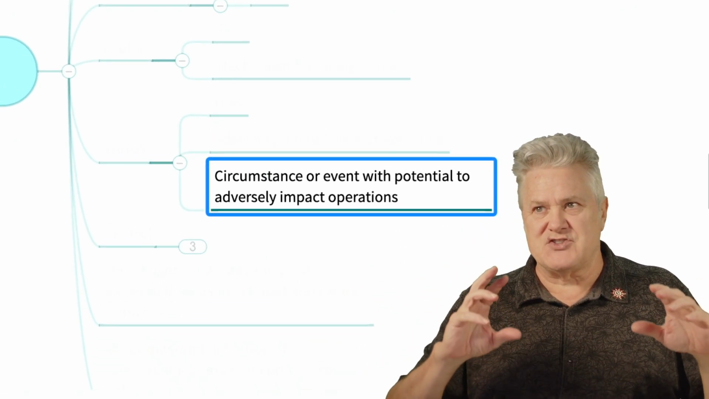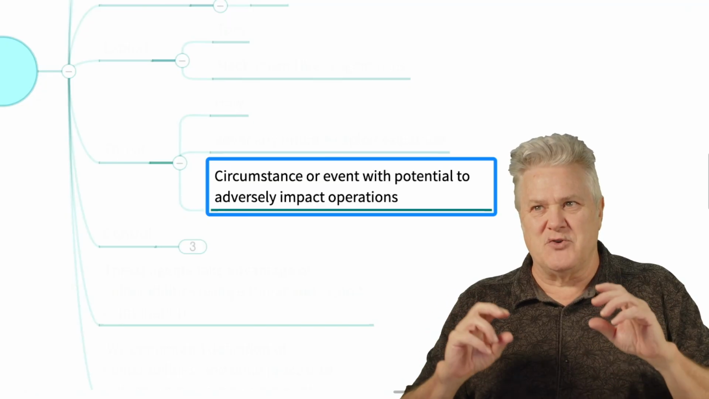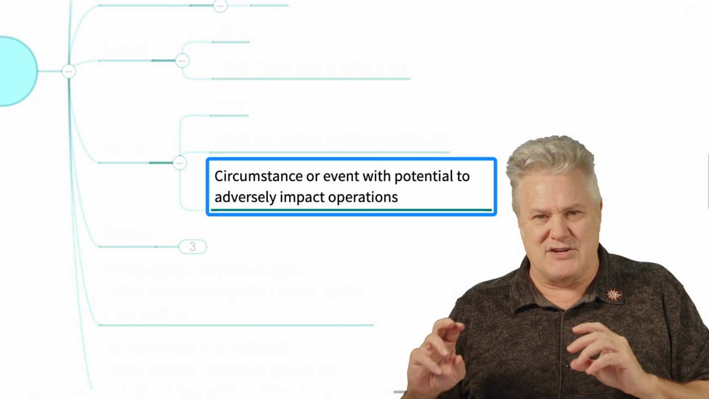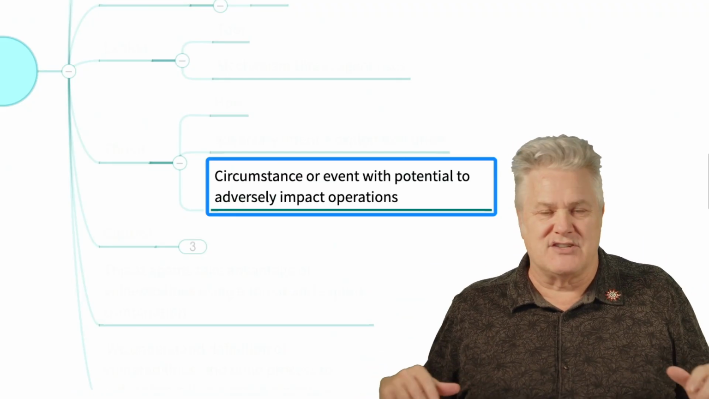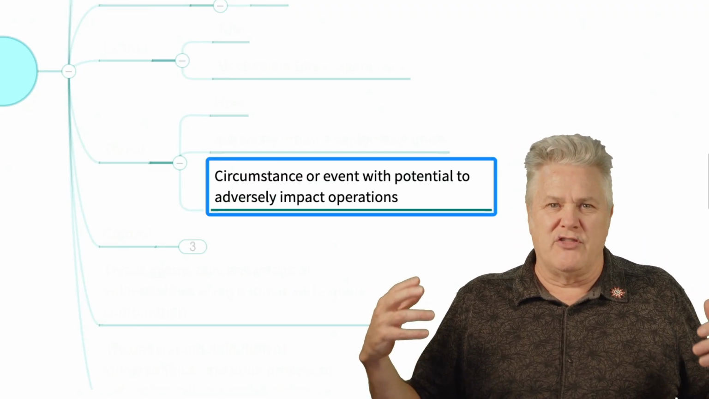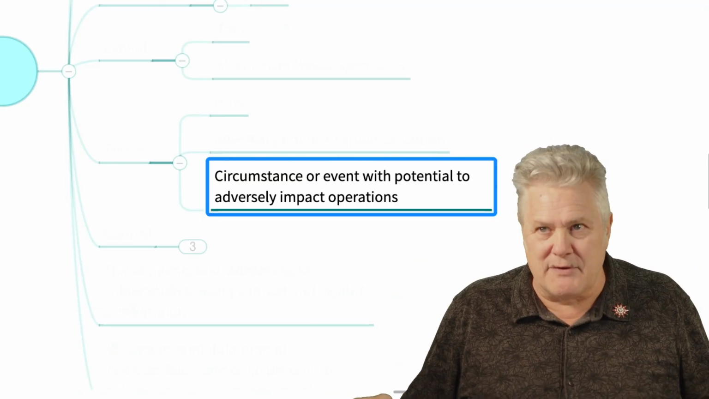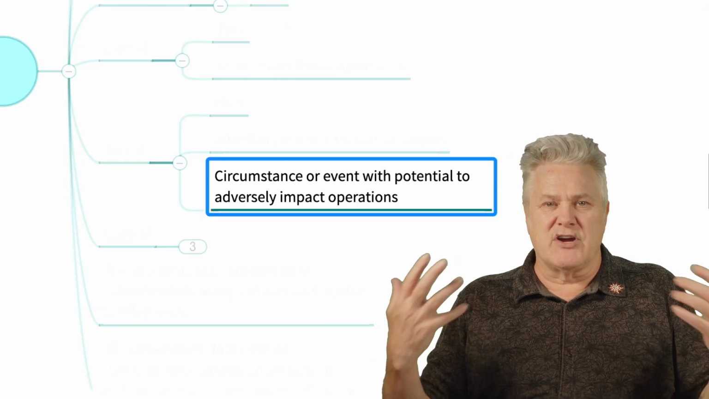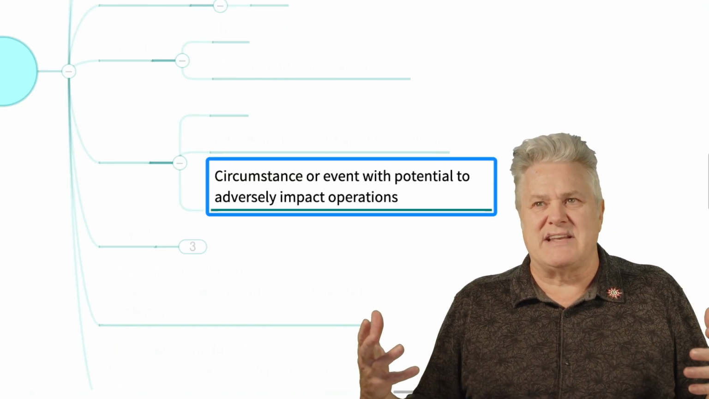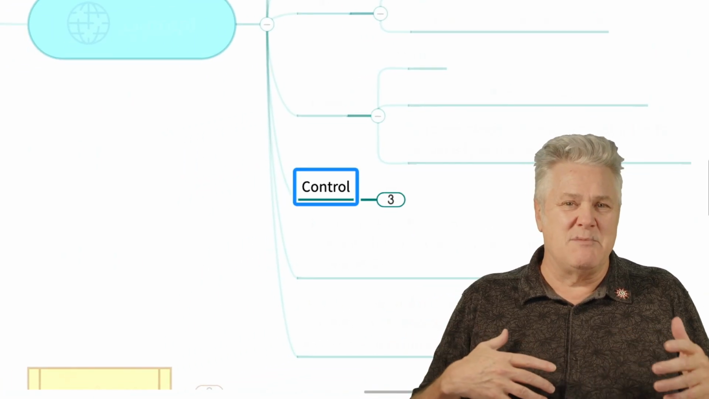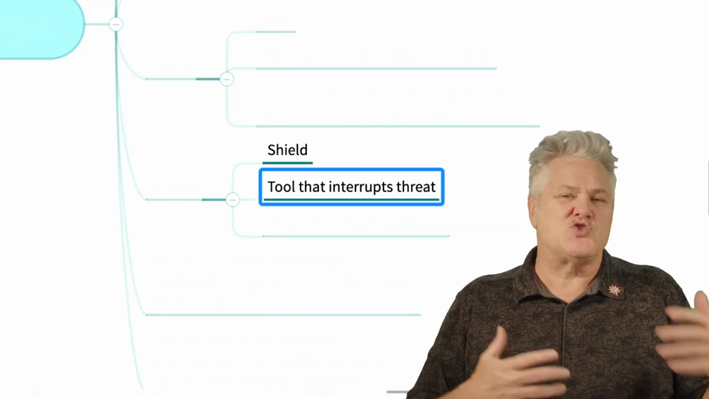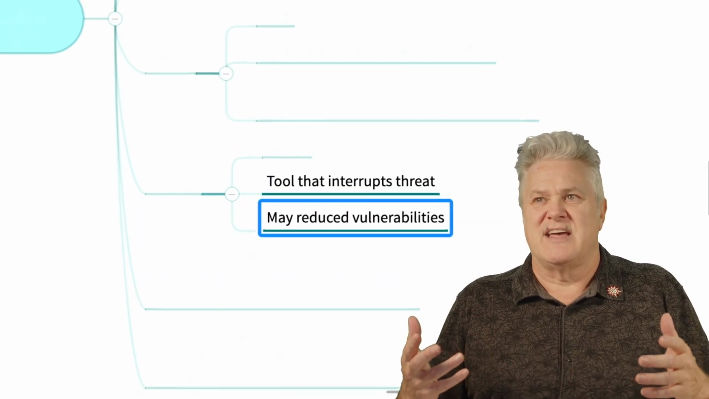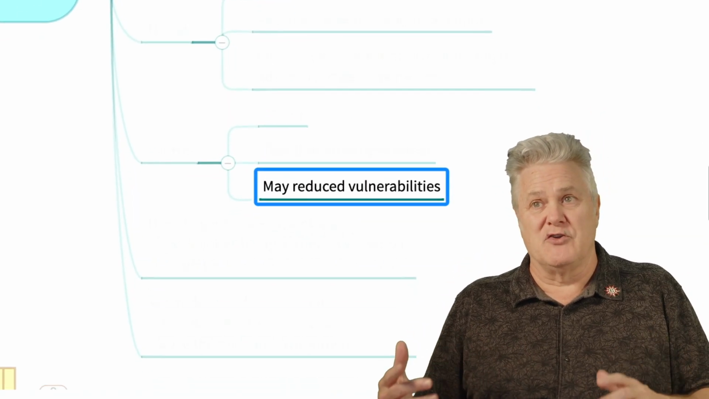Now, the circumstances or events with potential to adversely impact operations. In other words, this could happen to us. They could be running at us with all of their evil packets and stumble and trip. And so when we look at that, we look at it as a possibility here. How do we limit that possibility? Through controls. That's like a shield. It's the tool that interrupts the threats, and it may reduce the vulnerabilities that are out there.